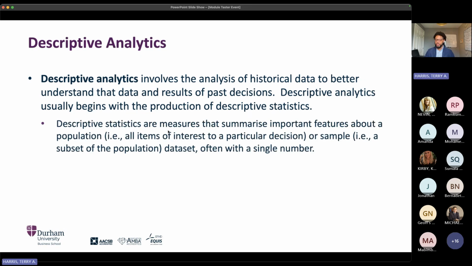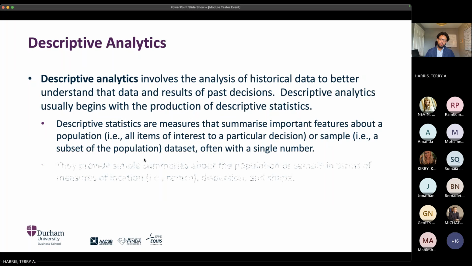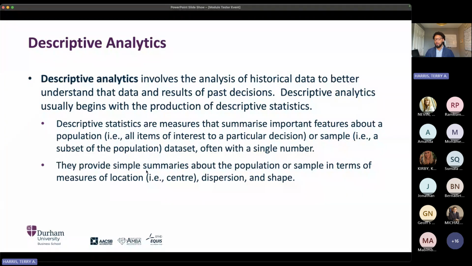And these are measures about the data, right? So these are important summary statistics or summary measures about the data, whether the data is the population, so all items of interest, or a sample, a subset of the population. Descriptive statistics are measures that summarize important features or statistics about a population or a sample, often with a single number. They provide summaries in terms of measures of location.